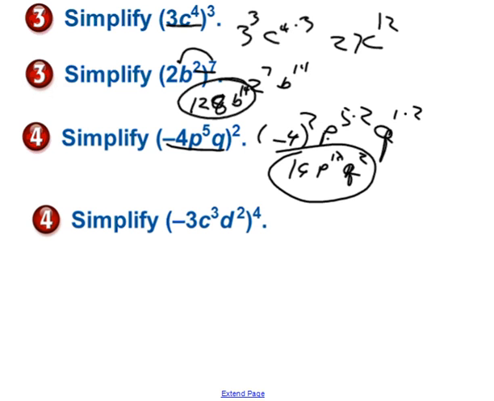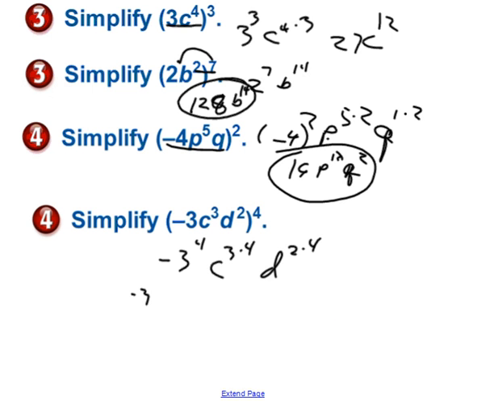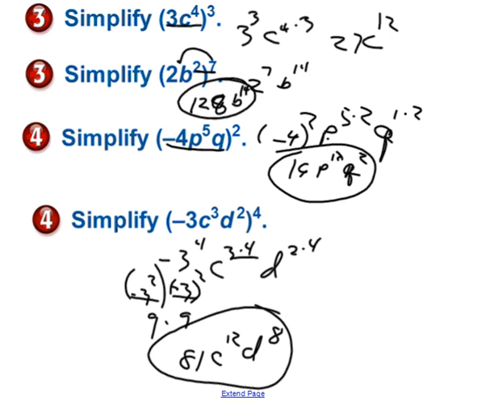The last one of this type we're going to do, let me rewrite that one. Negative 3 to the 4th power, c to the 3 times 4, d to the 2 times 4. So negative 3 to the 4th power, well, that's the same as saying negative 3 squared times negative 3 squared. Negative 3 squared is positive 9. 9 times 9 is 81. c to the 12th and d to the 8th.